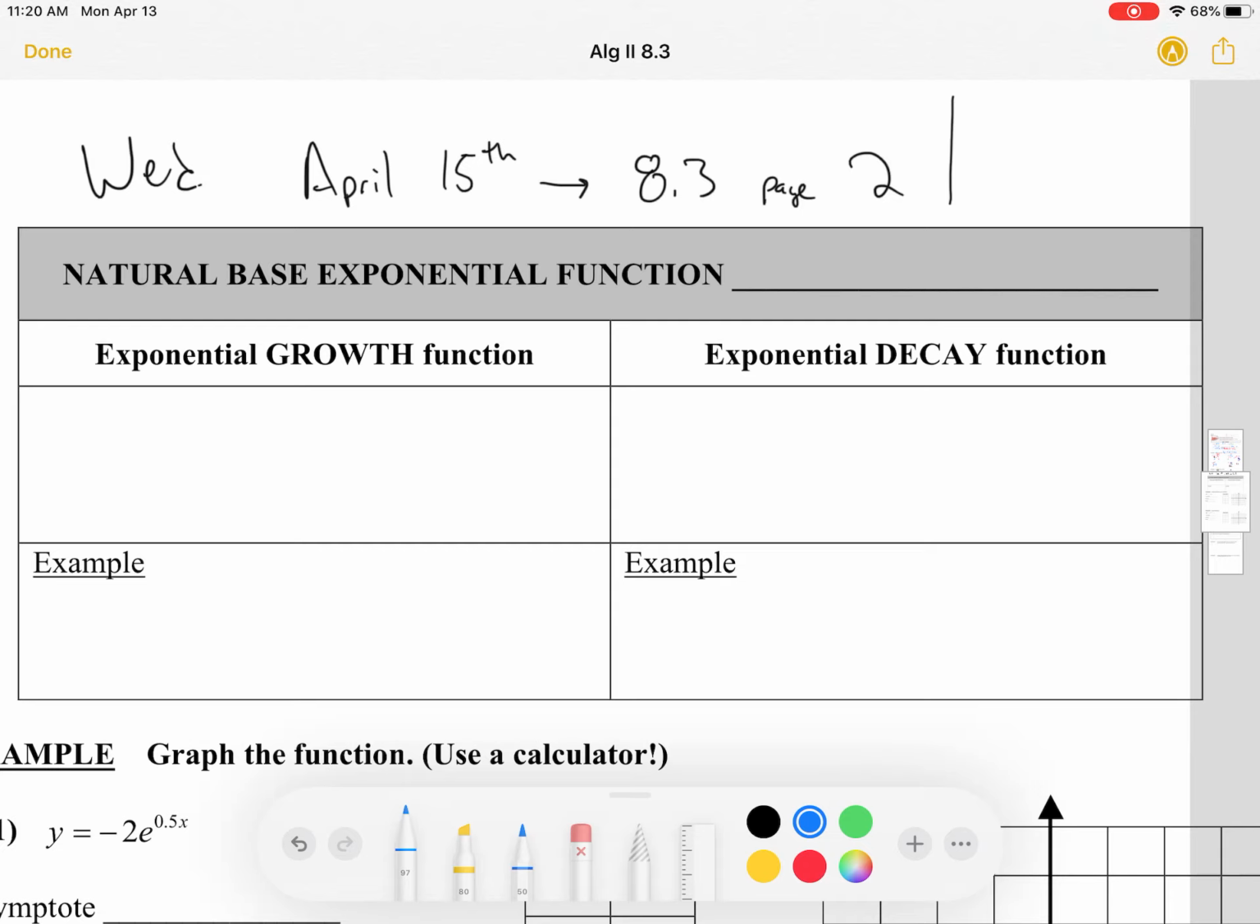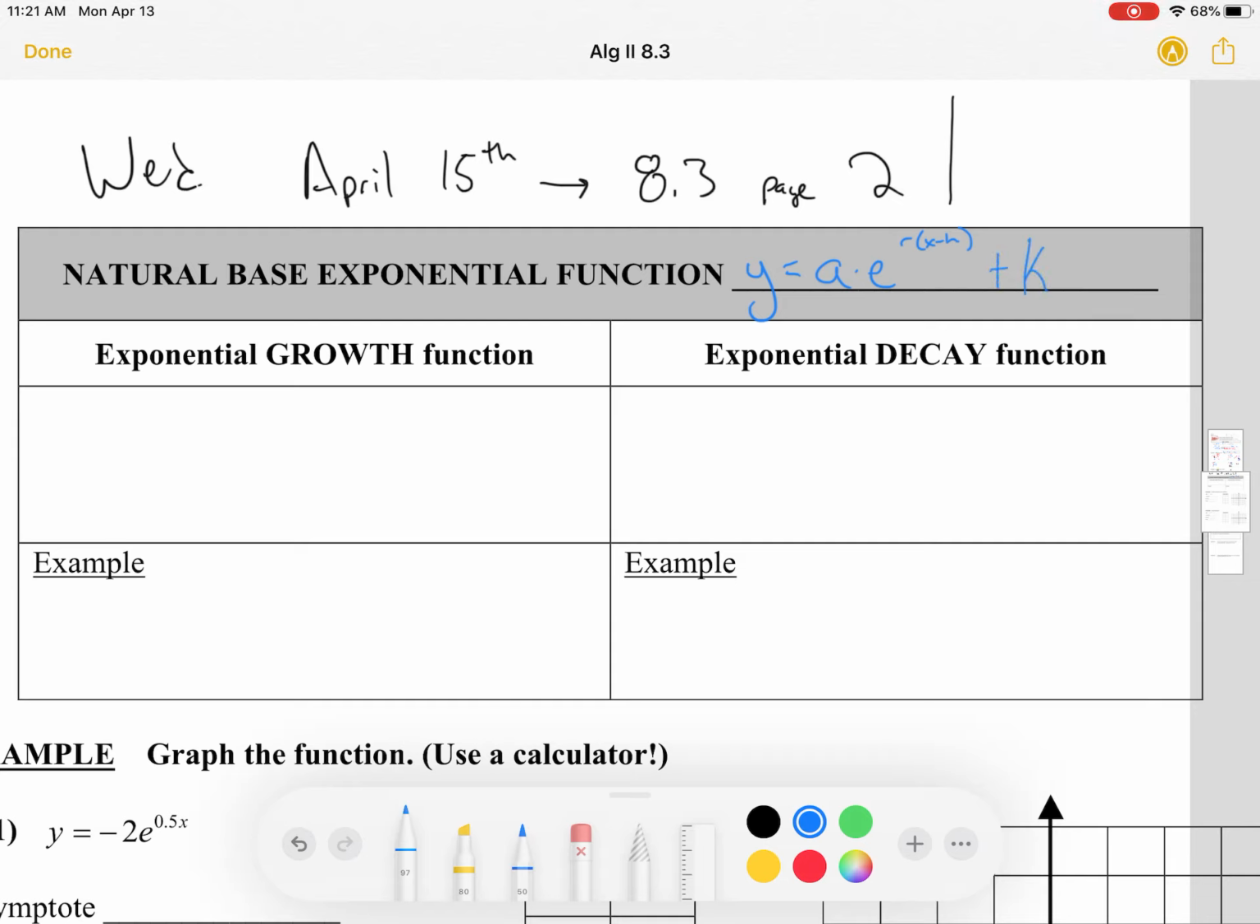So today we're going to talk about some of the applications of E. One of them is graphing exponential functions. So the first thing you need to know is the base formula for the natural base exponential function, which is y equals a times e to the r times x minus h power plus k.